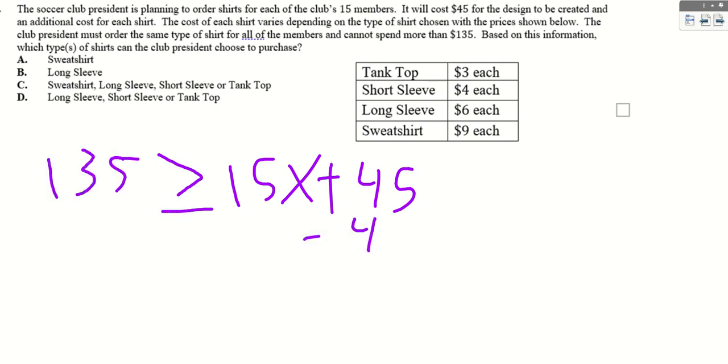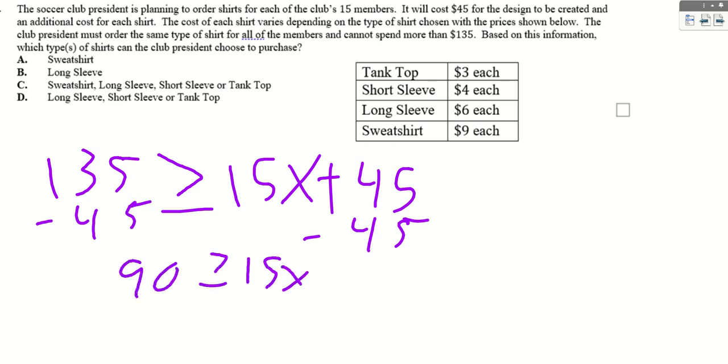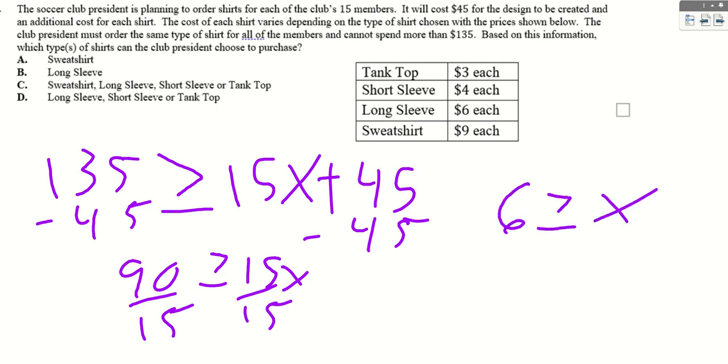I'm going to solve for x. So now the max we could spend on a shirt is $6, which is a long sleeve. But that also means that we could afford a short sleeve or a tank top because that is less than our budget. So C is our answer.